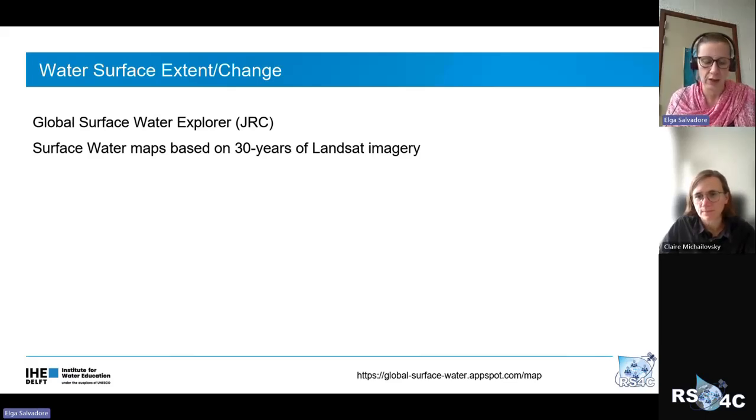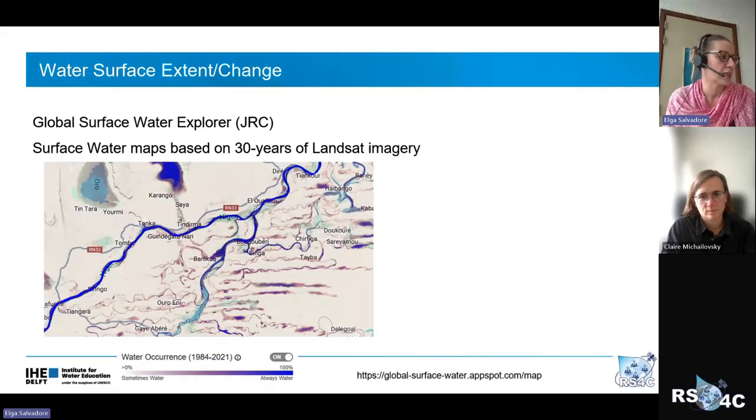So Claire mentioned you have many different Landsat missions to ensure continuity. So they started already 30 years ago. So we have 30 years of data where we can look at how things have changed. So I looked, for instance, also the other day on this portal, and one of the products they provide is water occurrence.